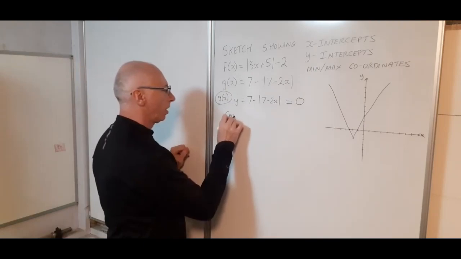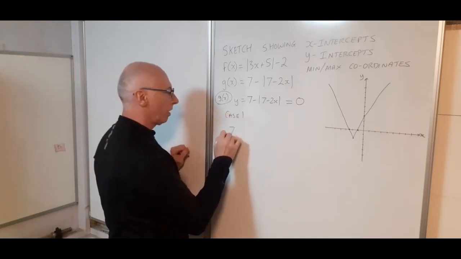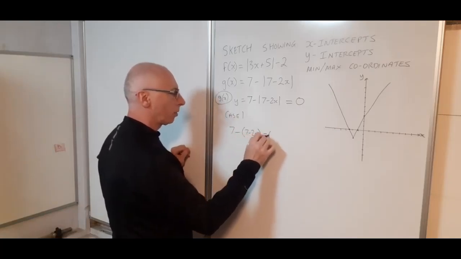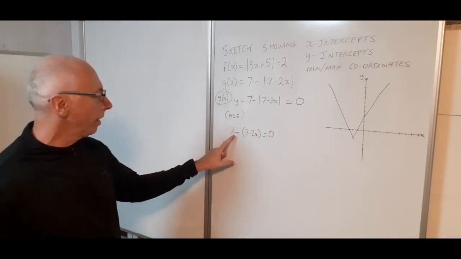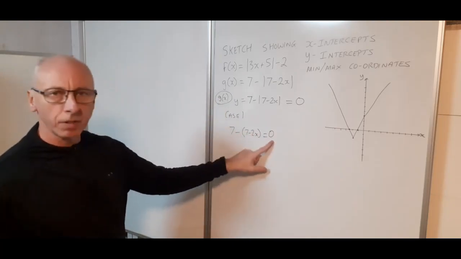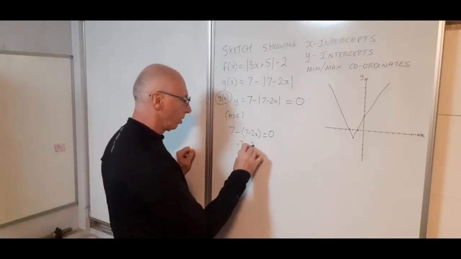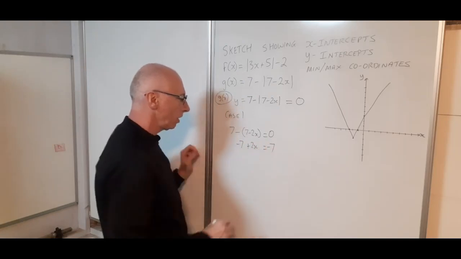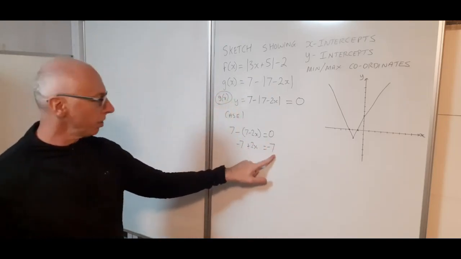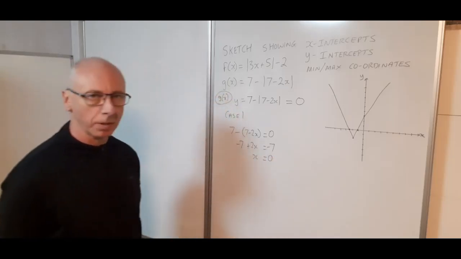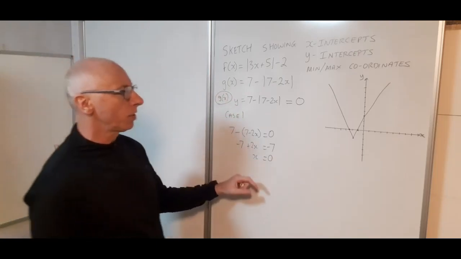So case 1: 7 minus, just leave it as it is, equals 0. And then I've got here, bring this 7 over to the other side. So I've got minus 7 plus 2x equals minus 7. Bring that 7 across, it cancels out. So then I've got here x equals 0. So that's my first intercept.